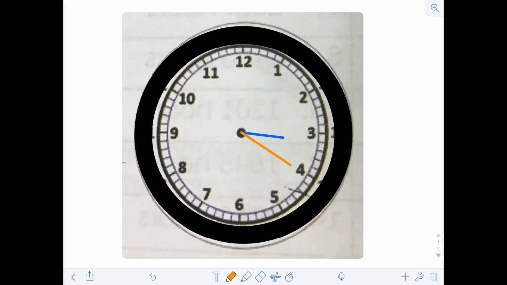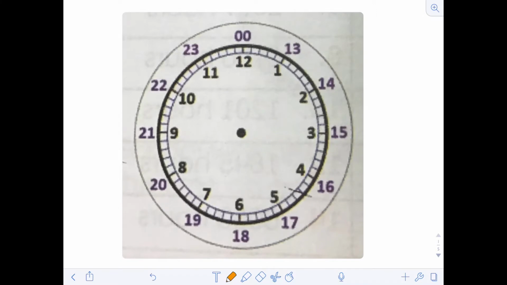However, on the 24-hour clock, it is different. We don't say 3:20 PM. We will say 1520 hours. So we will now learn about the 24-hour clock time. Around the 12-hour clock, we are seeing 13, 14, 15, all the way up to 23. So let us learn.